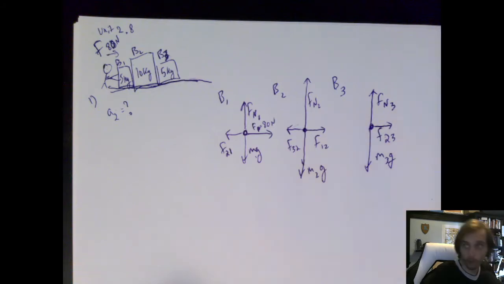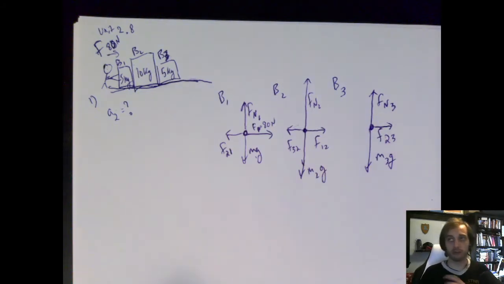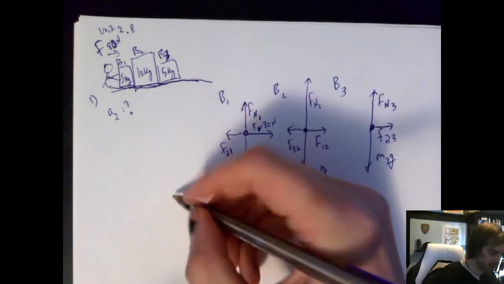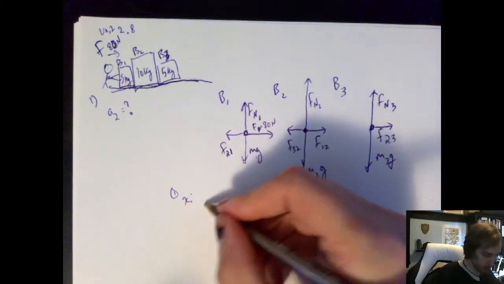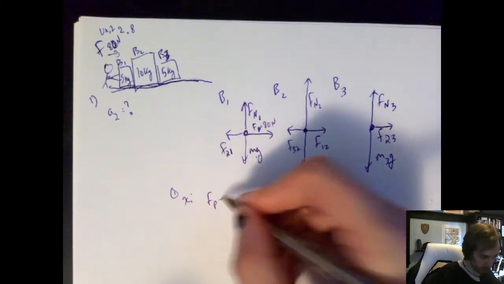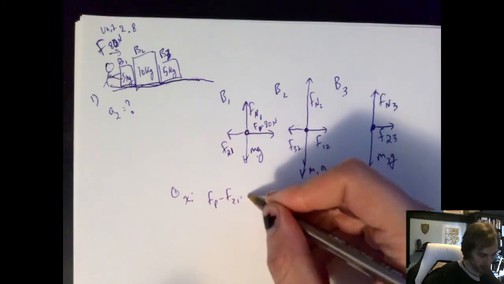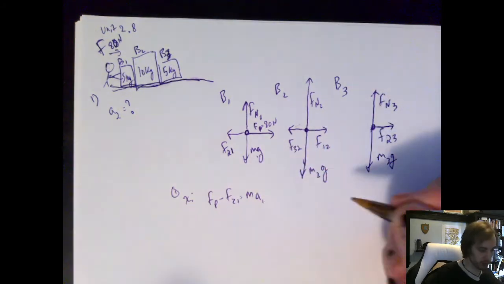All right. So those are our free body diagrams for all of them. From there, what we would do is we would set up a system of equations for each. So for box 1, we would set up a system of equations where in the x direction, we would have force from the person minus force to 1, and that would equal mass times the acceleration of box 1.